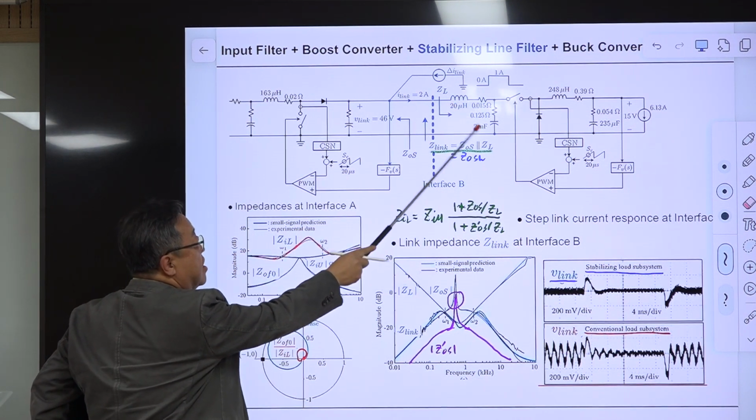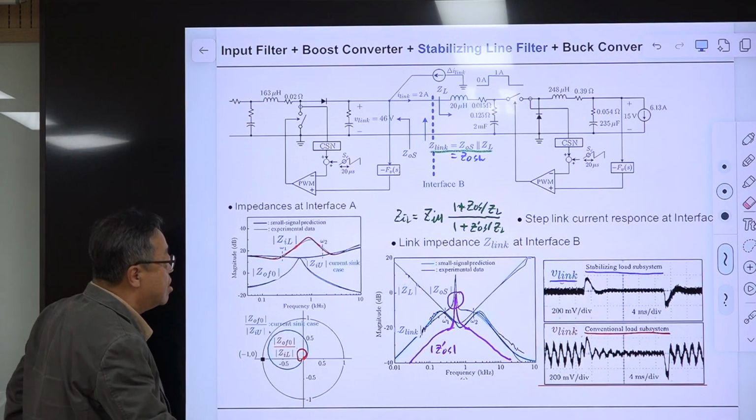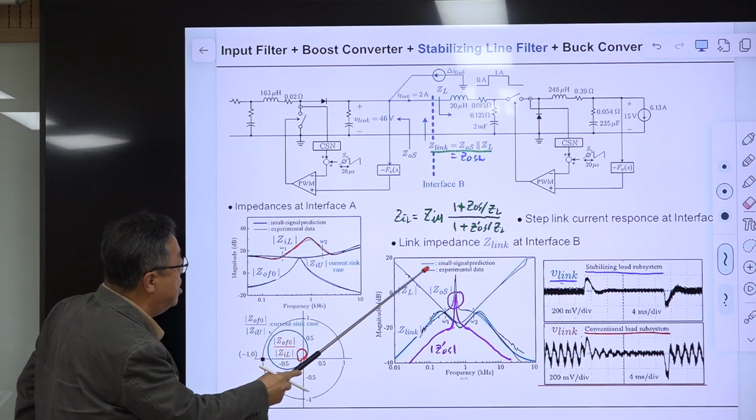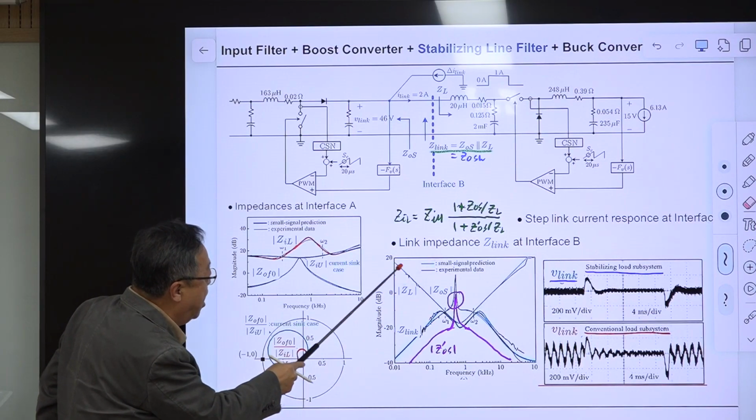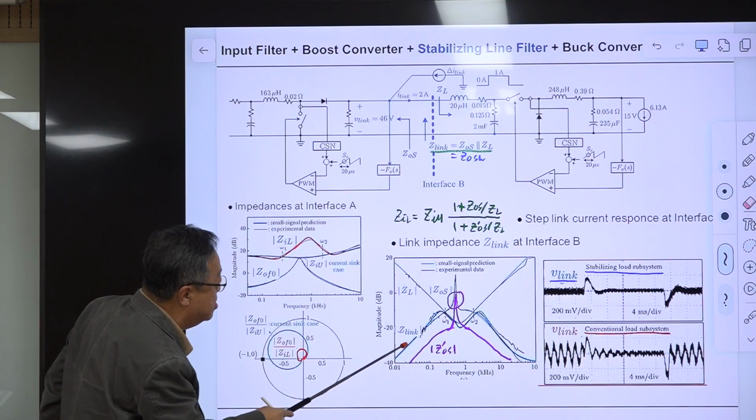But with these new values of filter parameters here, I modified this. I spent some time to find this value. Then the result is this one. So GL is this one, and GOS is this one.